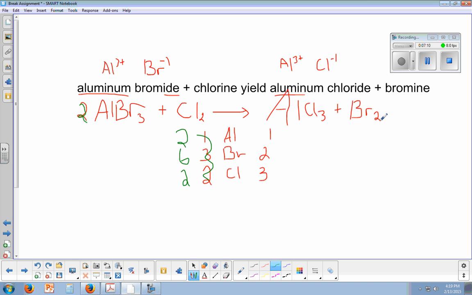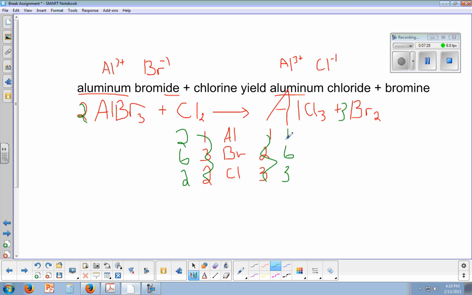To do that, there's a 2 right here. I have to multiply it by 3. So I put a 3 right here. And when I do that, this becomes 6. And aluminum's still 1, and chlorine is still 3. So I need to make my aluminums balanced and my chlorines balanced. So how am I going to do that?